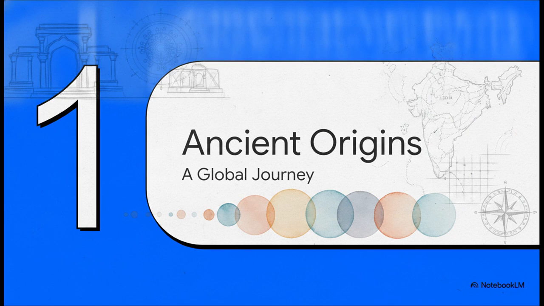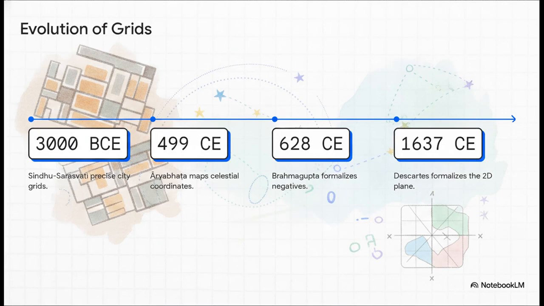Section 1. Ancient Origins of Coordinates, a Global Journey. To really grasp coordinate geometry, we've got to travel way back in time to ancient Bharat. If we trace the timeline, as early as 3000 BCE, in the Sindhu-Saraswati civilization, city streets were constructed with striking precision on north-south and east-west grids. Then, fast forward to 499 CE, and the brilliant mathematician Aryabhata is using similar coordinate systems to literally map the paths of stars.